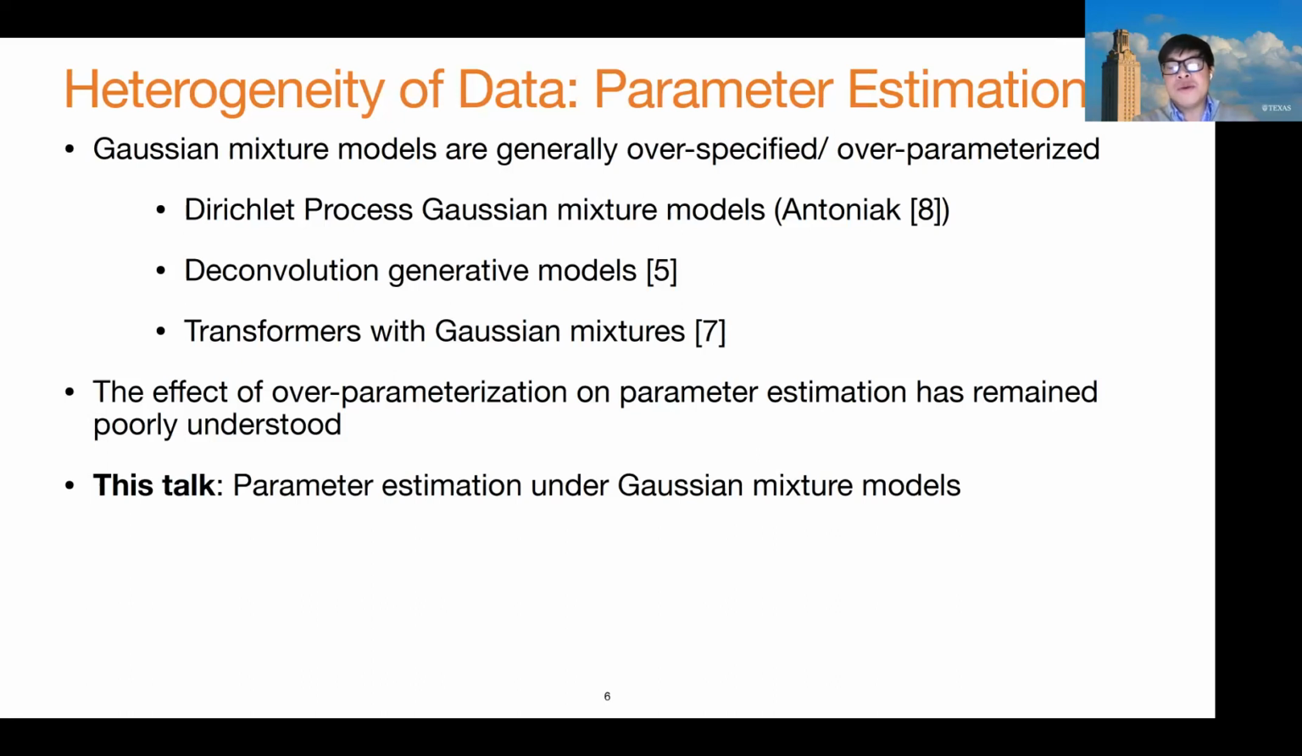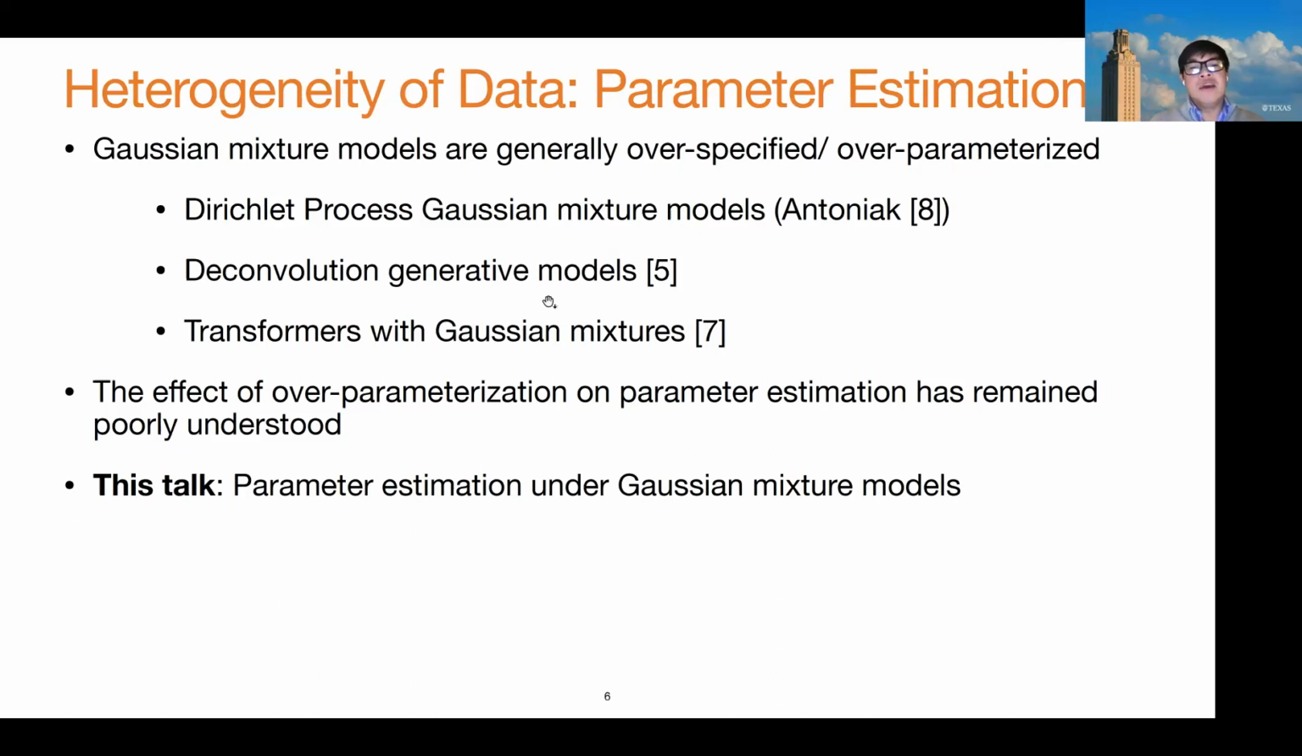we usually over-parameterize or over-specify the number of parameters of these models, because we never know the true model complexity, right? Most of the time we over-parameterize. For example, we have Dirichlet process mixture models, when we use a Dirichlet process prior on the parameters. That model can be too rich for the data, meaning that we have more parameters than we need for fitting the data.